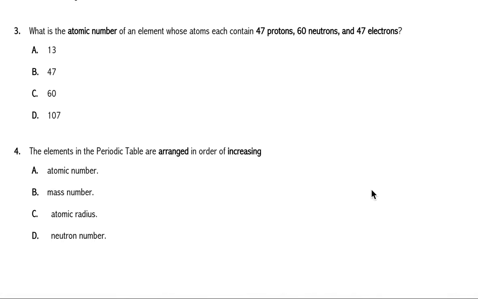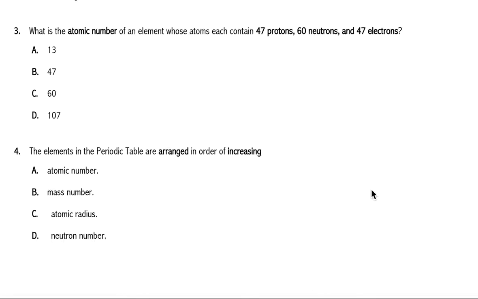Question 3. What is the atomic number of an element whose atoms each contain 47 protons, 60 neutrons, and 47 electrons? A. 13, B. 47, C. 60, D. 107.